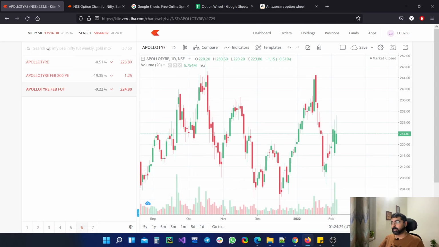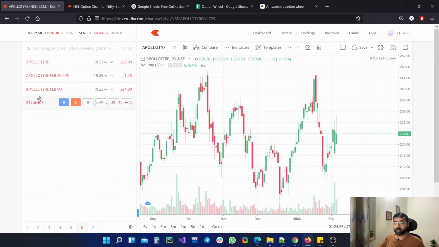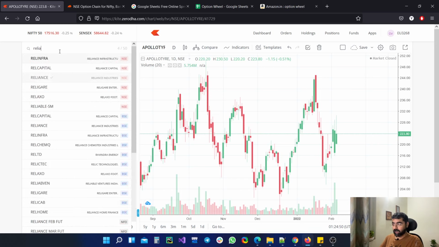So let us say that you have a stock in a big holding, like Reliance, and you have 100 or 200 shares. So it's always advisable to sell covered calls. That is also like a wheel. Here we are not starting with cash secured puts because we already own the share. So if you already own the share, then you should always try to sell a call which is a little far away.